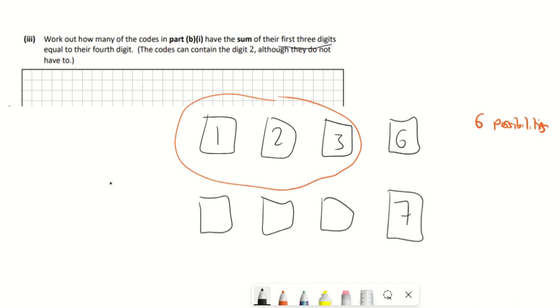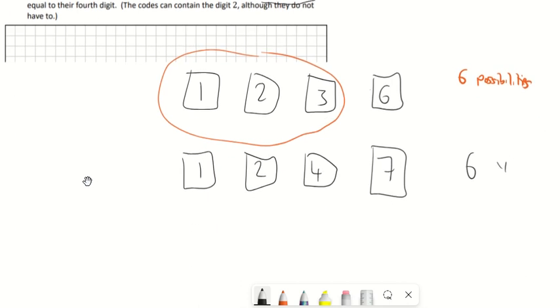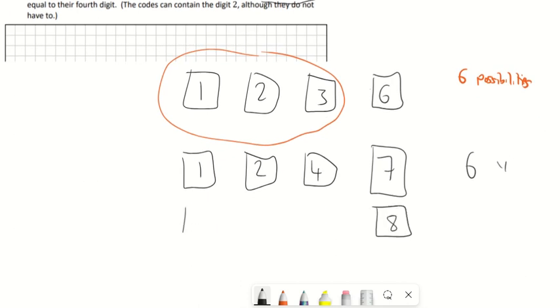So to get 7, you could have 1 plus 2 plus 4. So again, you can rearrange them in any way. You could have 1, 4, 2, or you could have 2, 1, 4, 2, 4, 1. So there's 6 possibilities again there. Now let's think of 8. So to get 8, is there a way that you could add 3 numbers together to get 8?